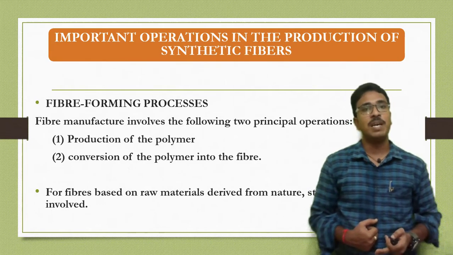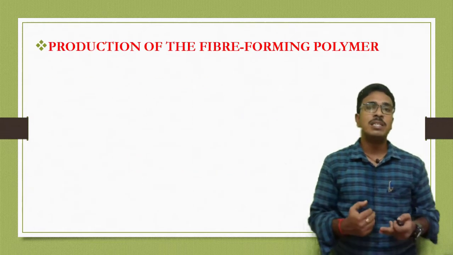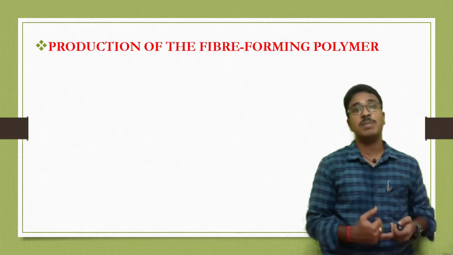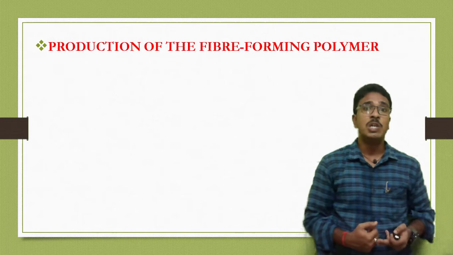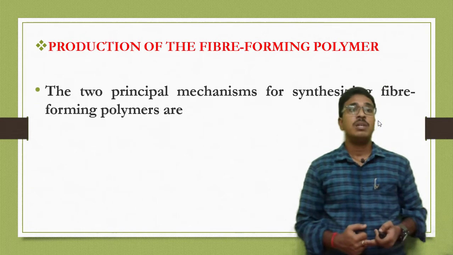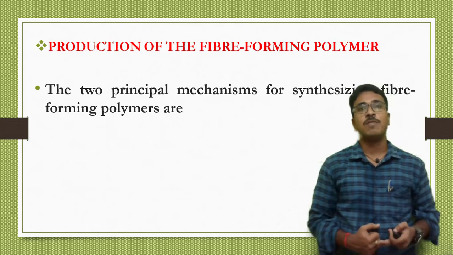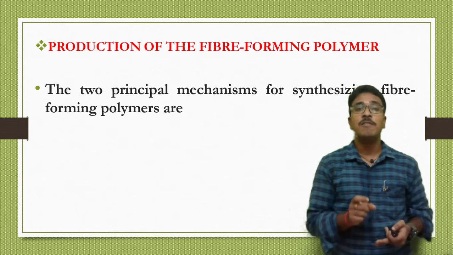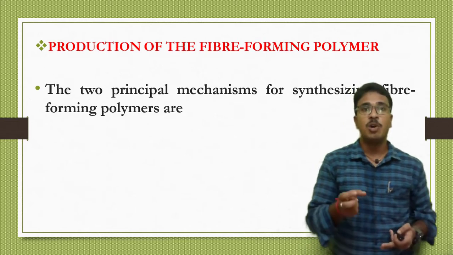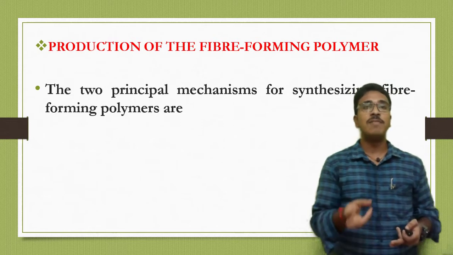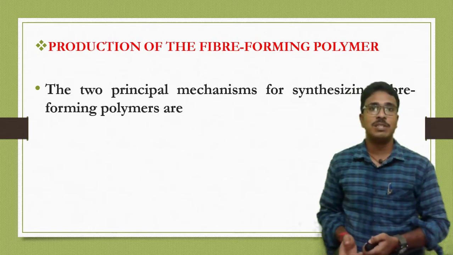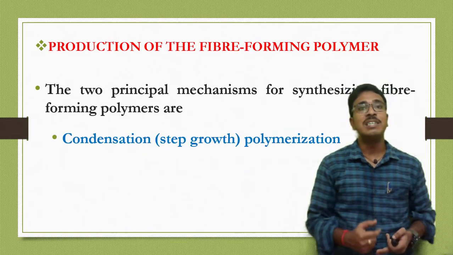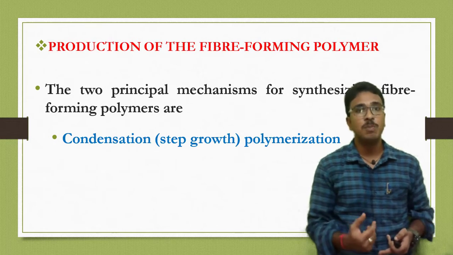When it comes to 100% man-made fibers, the production process starts with production of polymer and then conversion of polymer into fiber. Now let us discuss in detail the different stages in production of a polymer, or the different routes available to make the polymer. There are two important principal mechanisms for synthesizing the fiber forming polymer. You have to understand this term, fiber forming polymer. That means the polymer which can form fibers, and that fiber can be used for different applications.